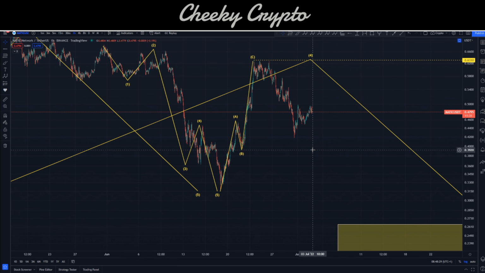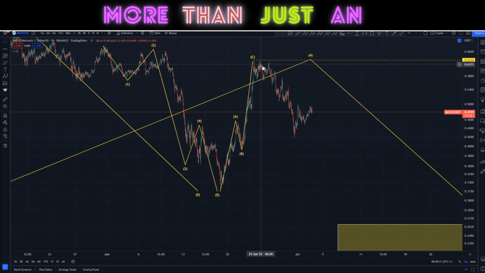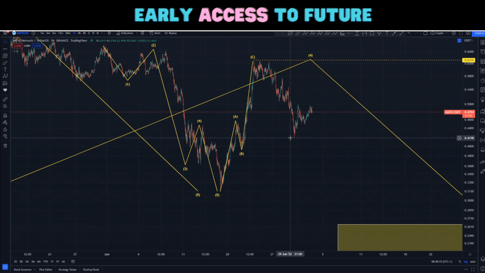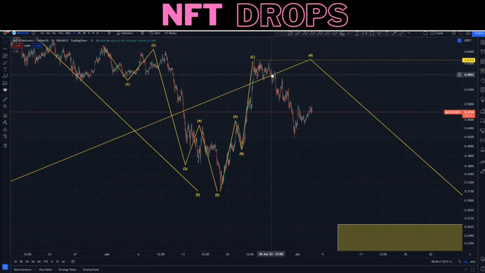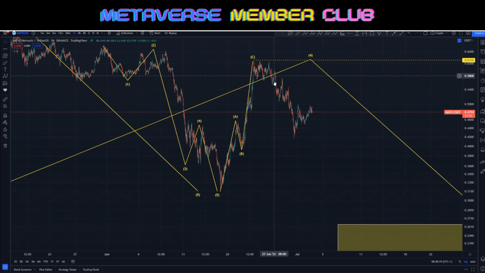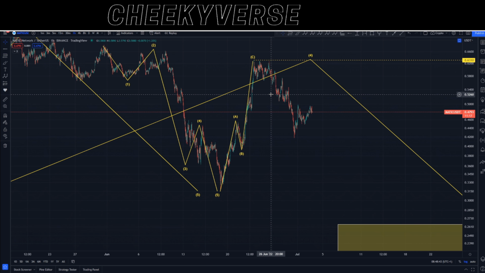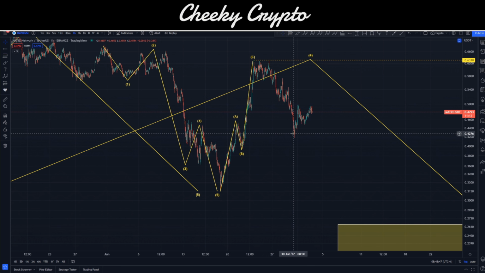So I'm going to think that what we have here is a leading diagonal. Usually a really complicated pattern to spot, but when you have overlap with all of these moves, essentially what you end up with is a series of corrections, like 3-wave structures and then a 5-wave structure, which we can see right at the end here. So I'm thinking that this is a leading diagonal, and that leading diagonal is essentially just wave 1.